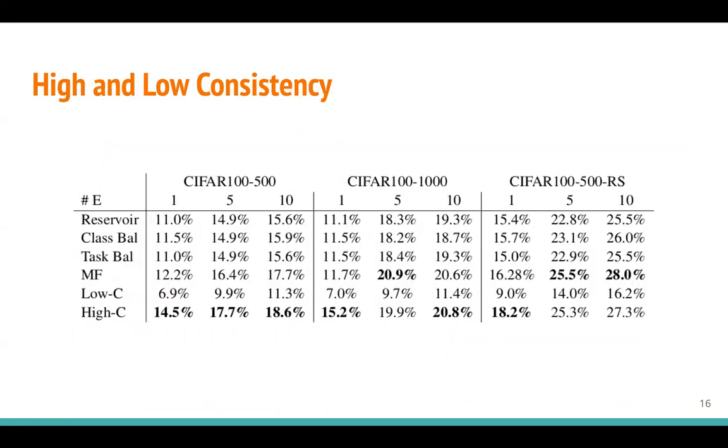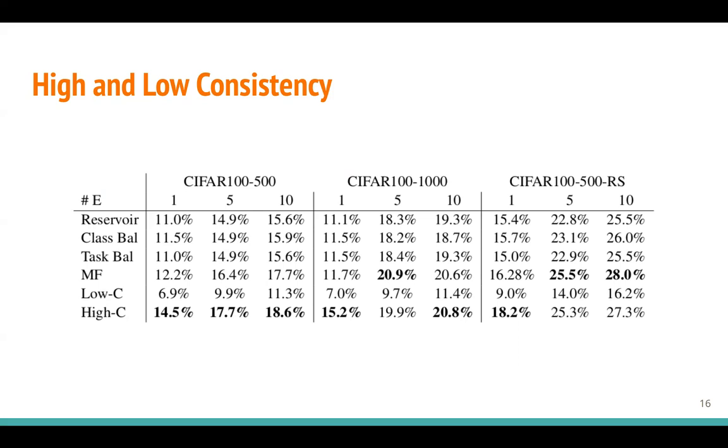Here we have reservoir sampling, a storage policy that is kind of random and simulates the distribution of the training set. Class balance, task balance, and MF, which is mean features, the idea of elements that are very near the mean vector of the class, and our two proposals, low C and high C. And we test this on CIFAR-100 split in 10 tasks, meaning that each task is going to have 10 classes.